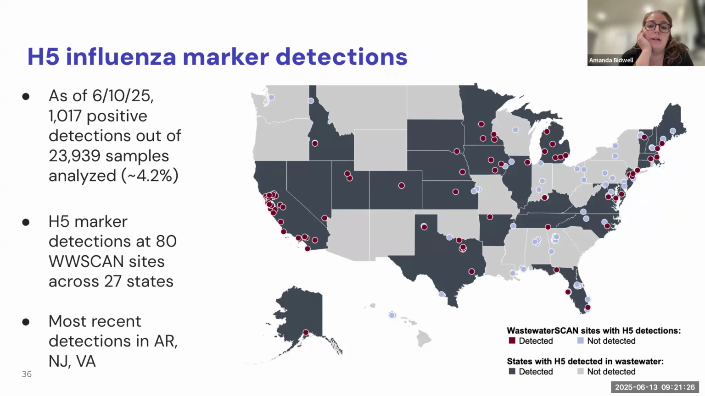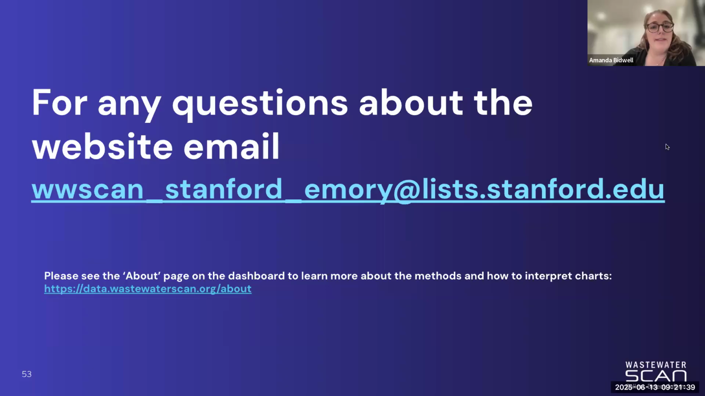But 80 sites across the network, which is about 55% of our network, have had at least one positive detection for the H5 marker since we began prospective monitoring in May of 2024. And that's it for now.